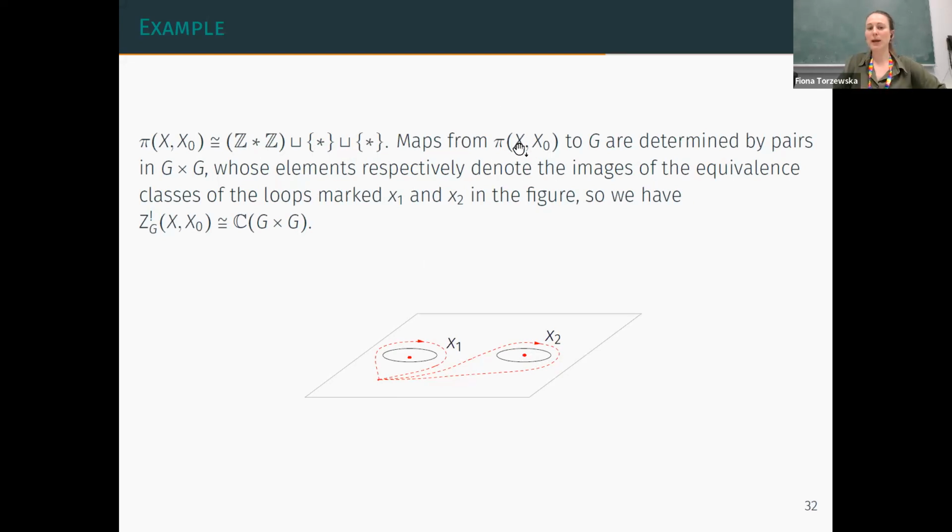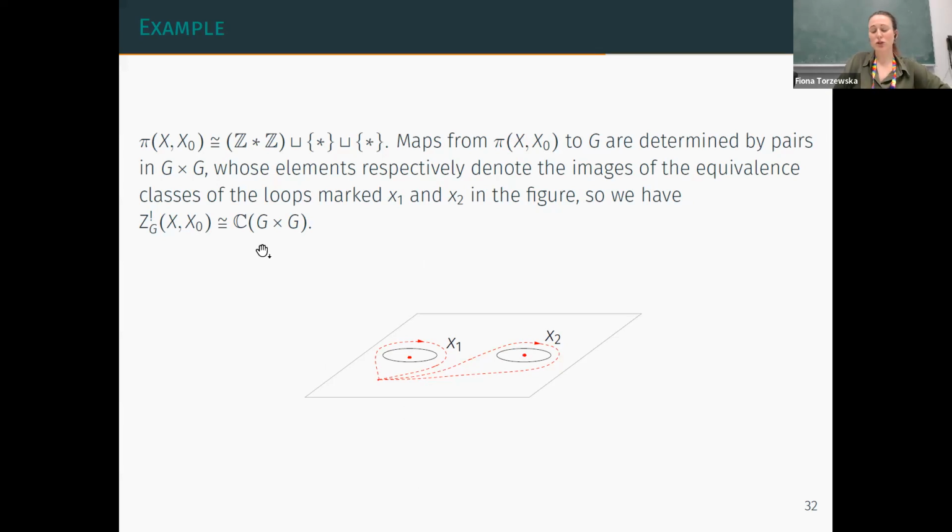And so then if we want to look at maps from this fundamental groupoid pi x x0 into G, well, G has 1 object. So all the base points, all these x0 points must be mapped to that unique object. So there's nothing to do there. We just need to look at where morphisms are mapped to. And we only have 2 non-trivial generating morphisms in the pi x x0. That's these loops x1 and x2. So we define a map from pi x x0 to G just by saying what the image of these loops are.